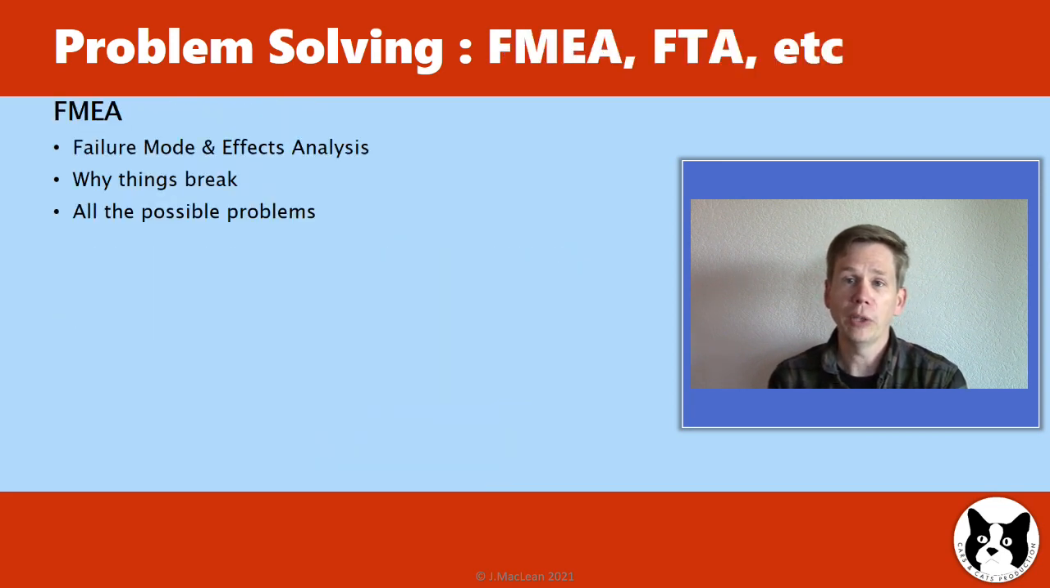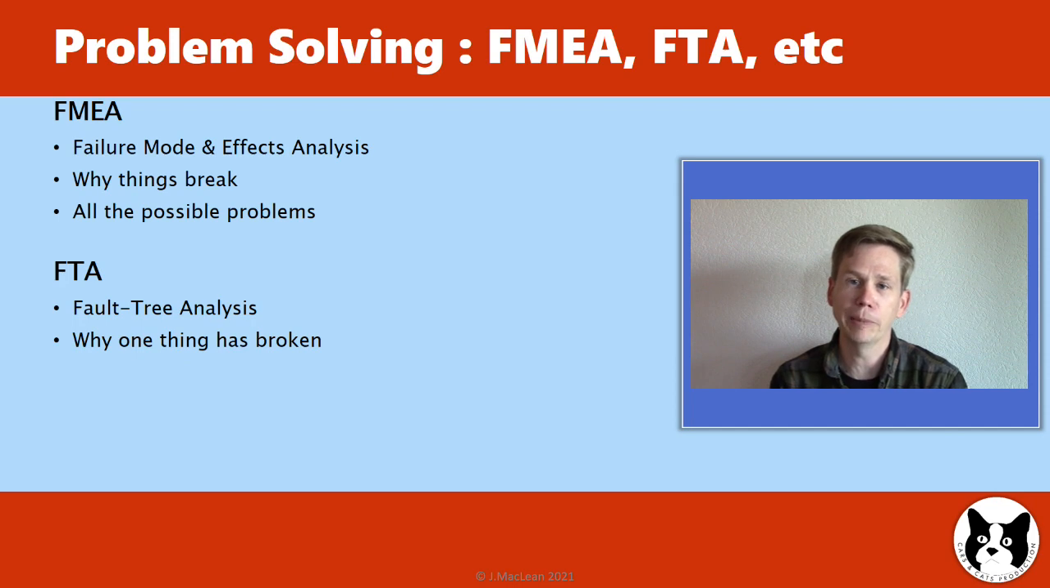Some other tools, so FMEA, which is failure modes and effects analysis. This is looking at making a matrix of all the possible ways that something could break or fail. Again, very good for engineers. There's another one called fault tree analysis. This is actually looking at, you have a problem and you want to figure out how that particular problem has happened. So it's looking at one problem.